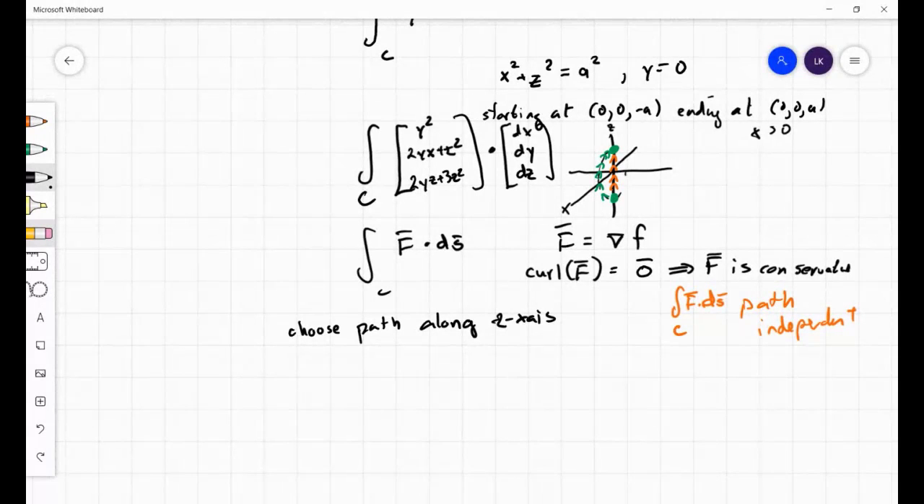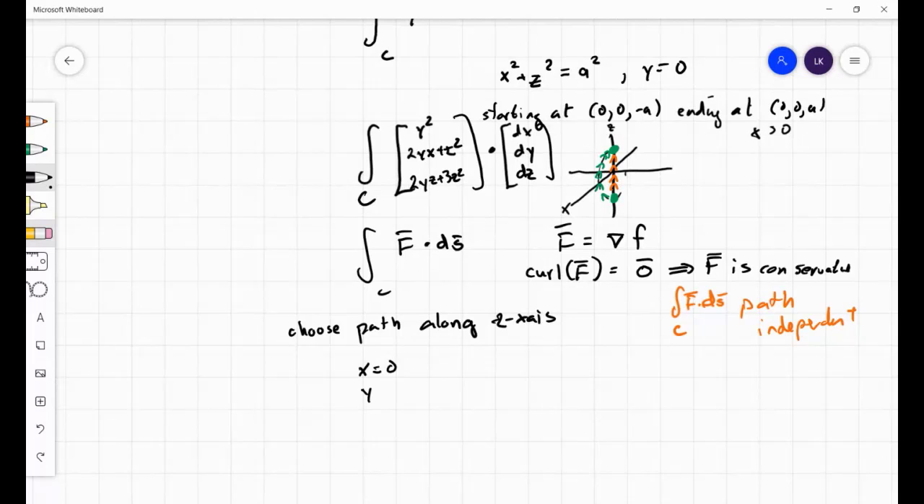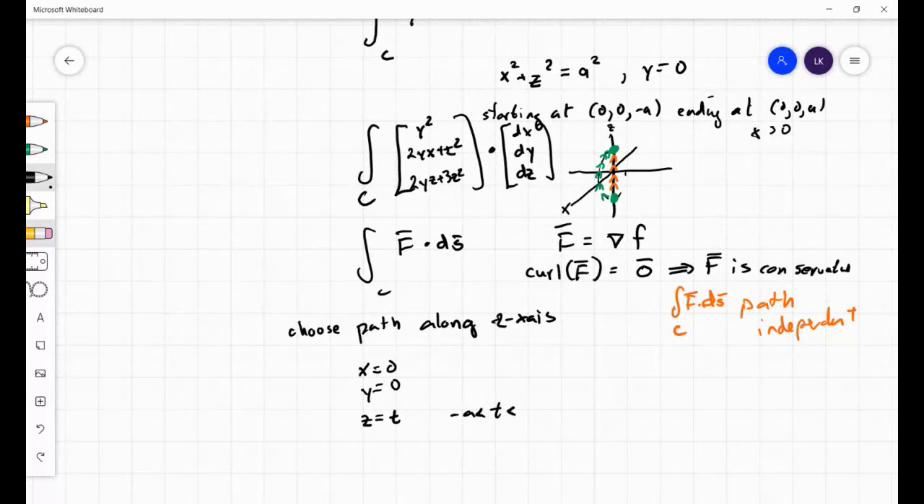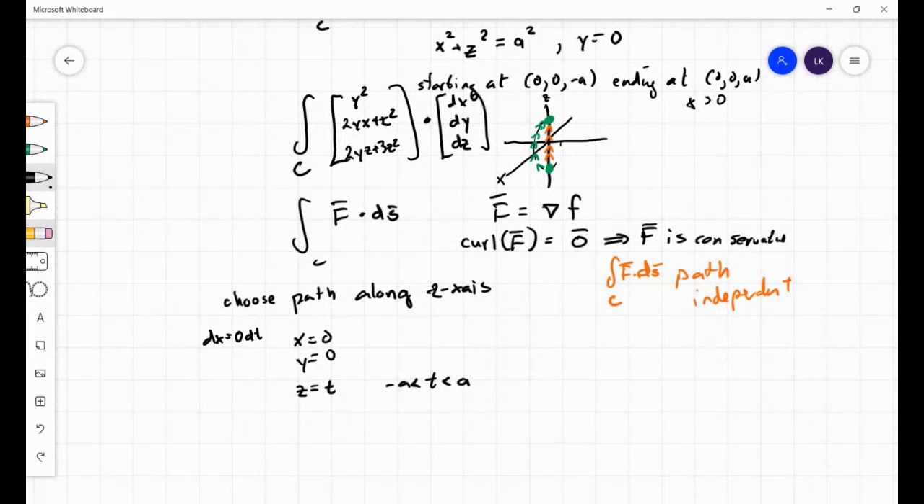So I could say, okay, x will be 0, y will be 0, and z will be equal to t, where t will go from minus a to a. So that way, dx is 0, dy is 0, but dz is equal to dt. So you can take your integral.